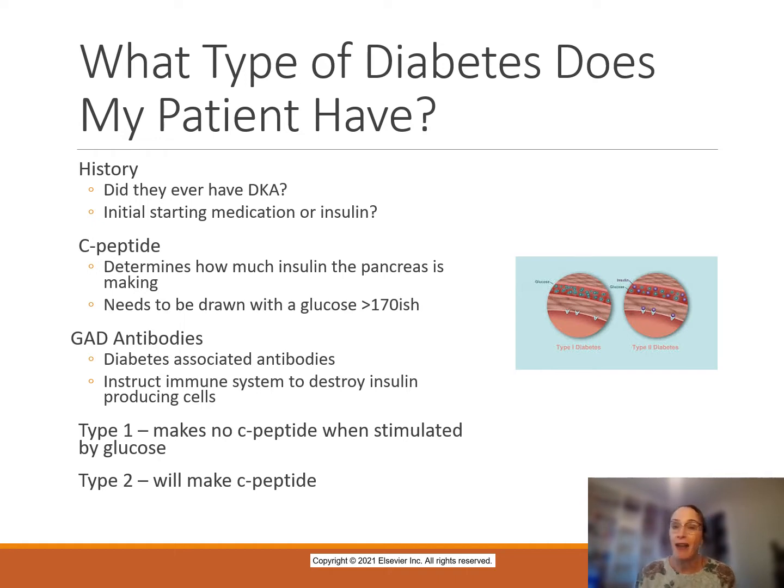One of the things I find really helpful is getting a history and asking them, what medication were they initially started on? In many situations, a diabetic will be started on metformin, and then they may be on metformin for years, and then more medications are added, and then they progress to insulin. That is usually a type 2 diabetic. But if you've got a patient who says, I started on metformin, it never controlled my blood sugars, I was off of it within a couple of months, then that patient probably truly has type 1 diabetes.